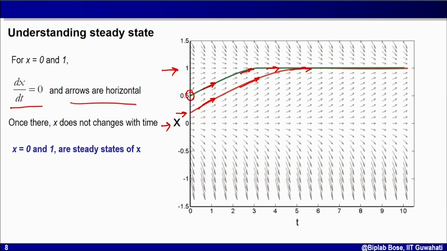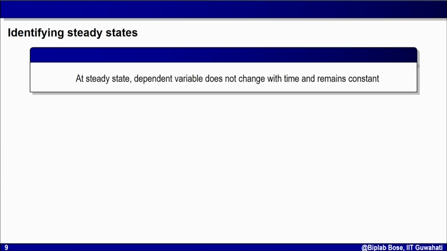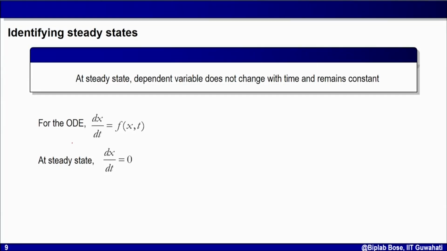So I have two values of x where dx/dt is equal to 0 and the arrows are horizontal. These two values are called steady states of x. These are steady states because the dependent variable x is not changing with time and is constant for these values. If you are at those values, the system will not change with time, it will stay there. So that's why these two values are called steady states. So by mathematical definition, if I have an ODE which is dx/dt equal to a function of x and t, written in a generalized way, then the steady state is where dx/dt is equal to 0.